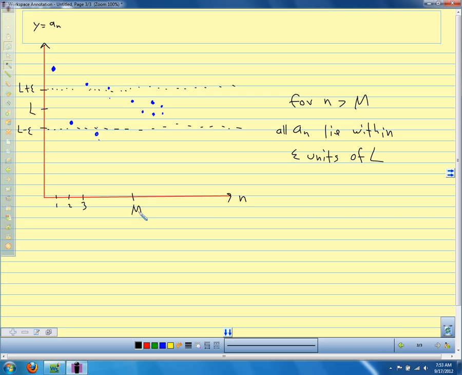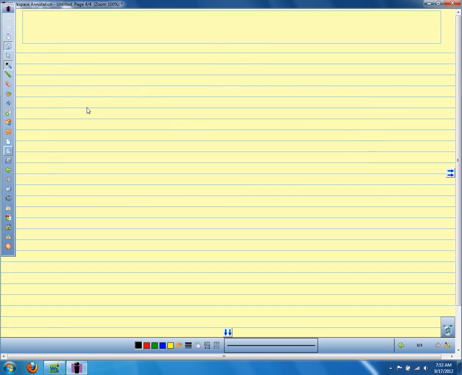So let's talk a little bit about how we're going to work with limits, and then that's really all we're doing with sequences today. So if we have the limit of a sequence, we've defined it. Let's look at a little easier way to work with the limit of a sequence.